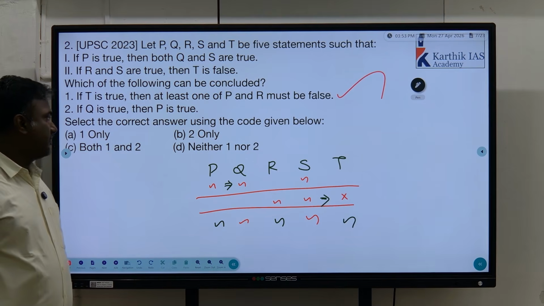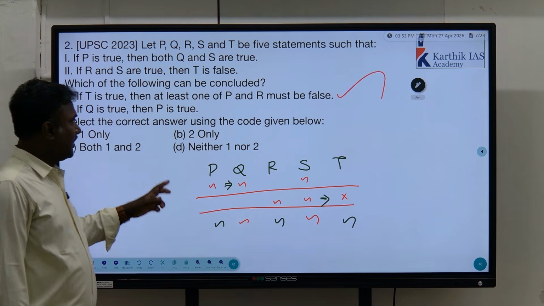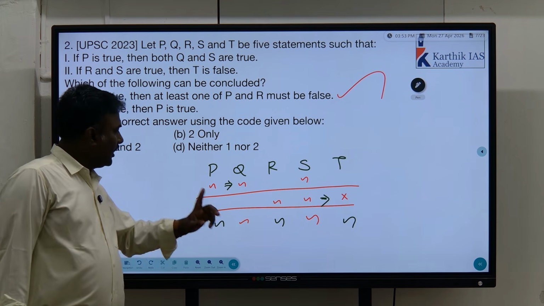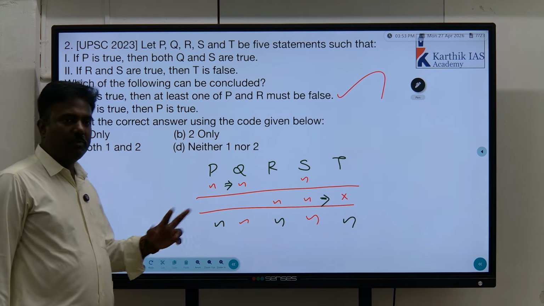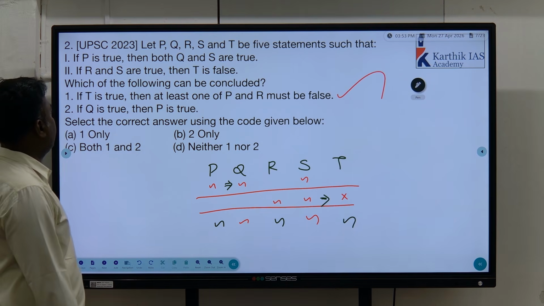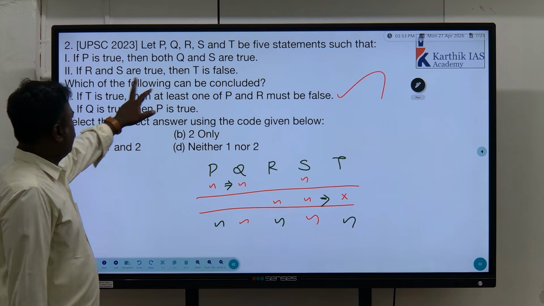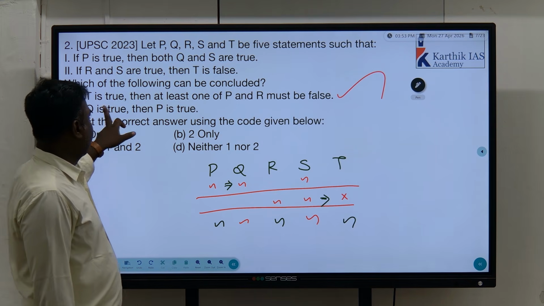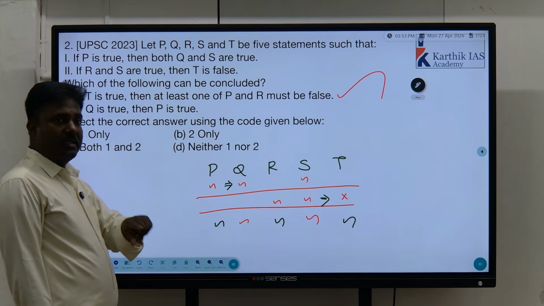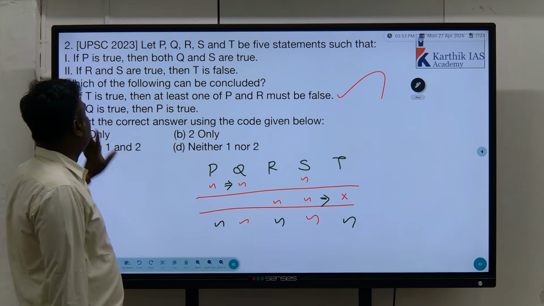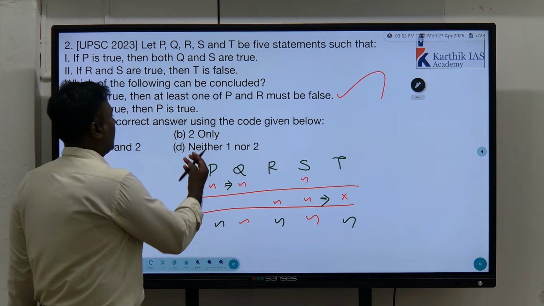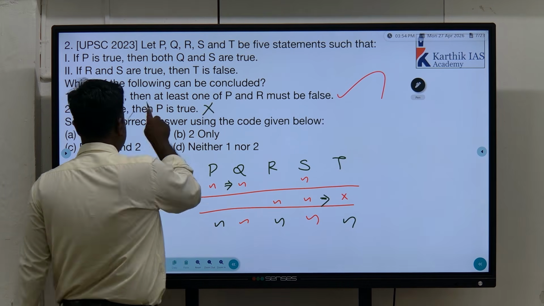Understand? At least one of P and R must be false. If you take one false, P false, R true, or P true, R false, or both false. At least then only. If Q is true, then P is true, that's what they mentioned. So the reverse statement is not true, because as I already told, P true means Q and S are true, but Q true means there is no way we can relate P as true. So "if Q is true, P is true" is a false statement. We can't confirm it actually, right? So only one statement is true.